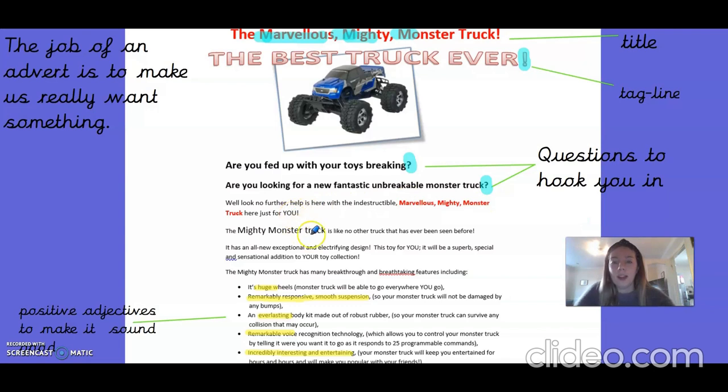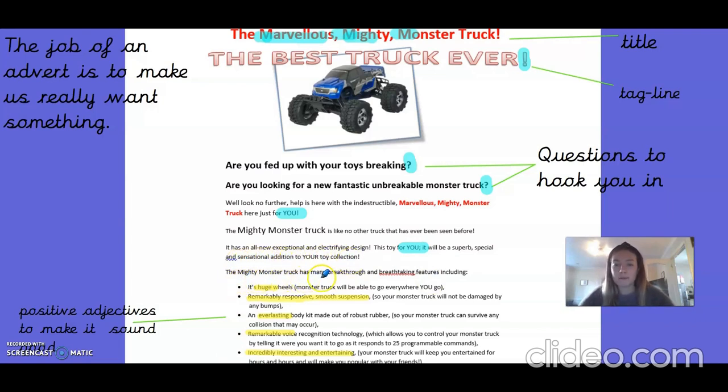Well, look no further. Help is here with the indestructible, marvellous, mighty monster truck. Here, just for you. The mighty monster truck is like no other that you have ever seen before. It has an all-new, exceptional and electrifying design. The toy is for you. So they're directing the advert at you, like they're talking to just you. It will be a superb, special and sensational addition to your toy collection.